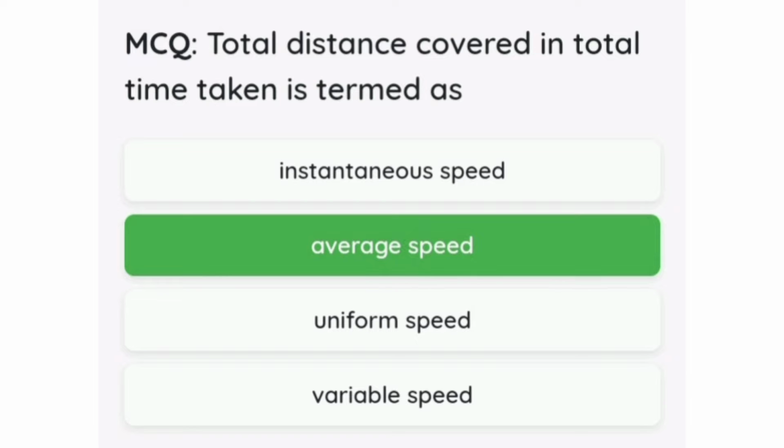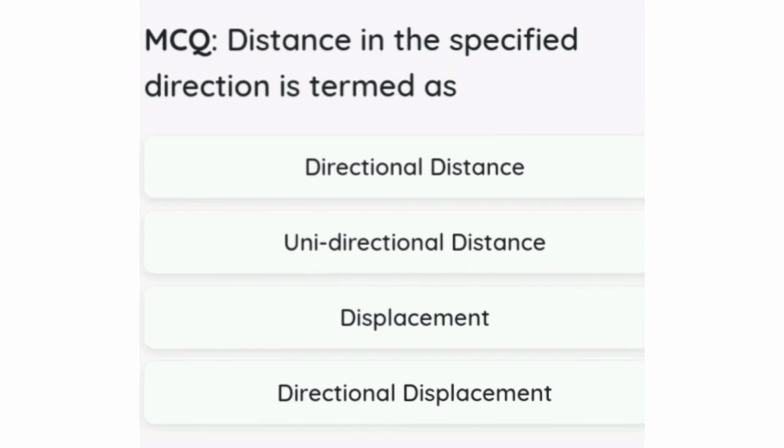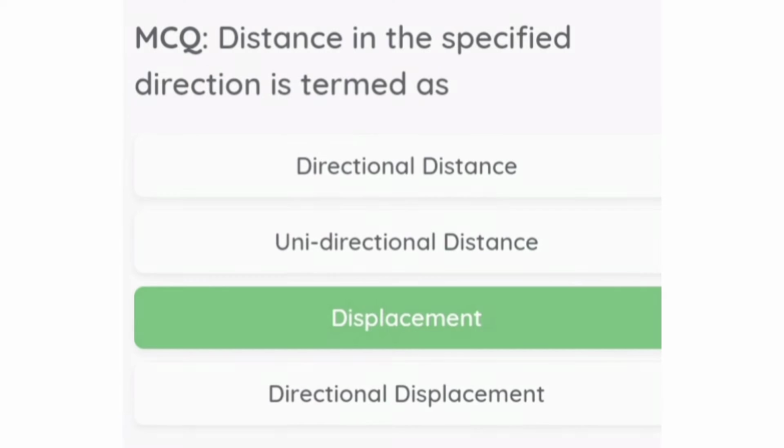So let's get started with the first MCQ: total distance covered in total time is termed as instantaneous speed, average speed, uniform speed, or variable speed. So the answer is average speed. The second: distance in the specified direction is termed as directional speed, unidirectional, or displacement. So the right answer is displacement. Any kind of distance in a specific direction is called displacement.